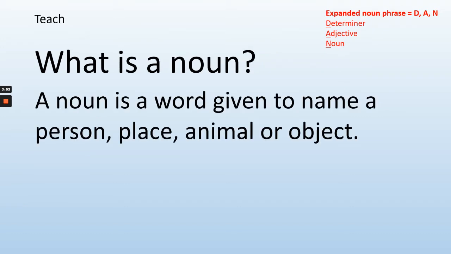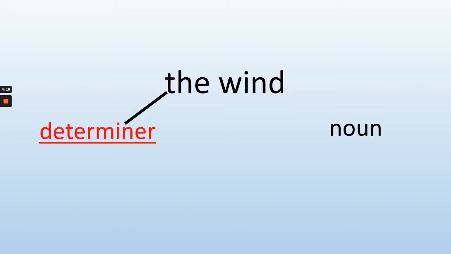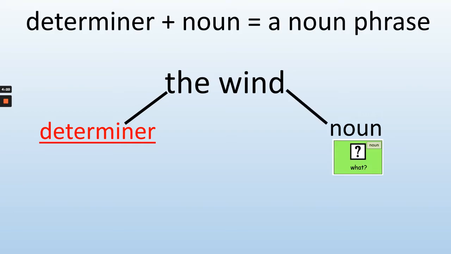Easy peasy. A noun is a word given to name a person, place, animal, or object. A word given to name a person, place, animal, or object. Your turn. Super. So, the wind. We have the determiner, the, and the noun is wind. So, determiner and noun is just a noun phrase.